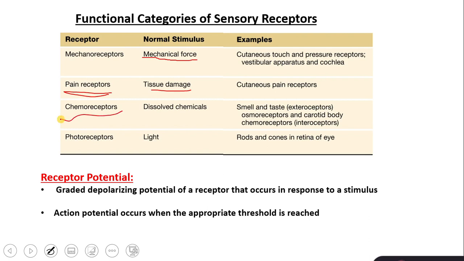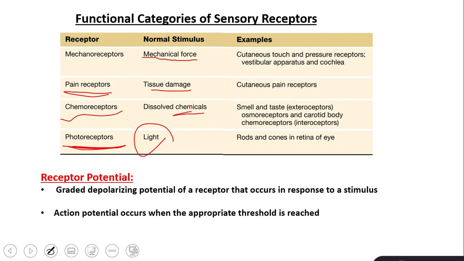Chemoreceptors, they respond to chemicals. For example, our smell and taste both are chemoreceptors. Also, there are chemoreceptors inside the body to respond to the different chemicals in the blood, like oxygen, carbon dioxide, and pH. The photoreceptors, they respond to light, so they are found in the retina of the eye.